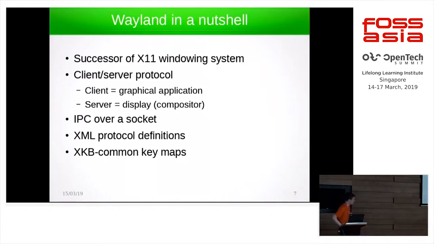It's an inter-process communication protocol. It runs over a socket, usually a Unix socket. X11 could also run on IP sockets, but Wayland doesn't really. It's really just a Unix socket all the time. Like X11, the protocol definitions, all the message formats and parameters, are defined in an XML file.